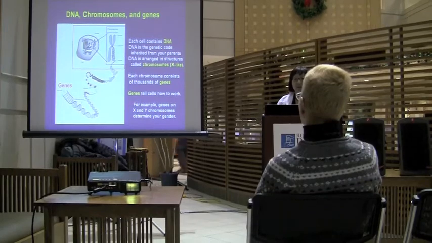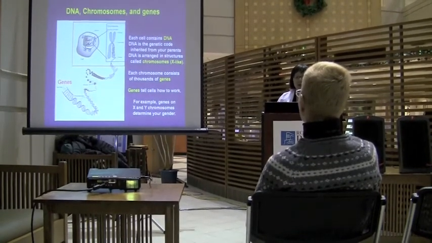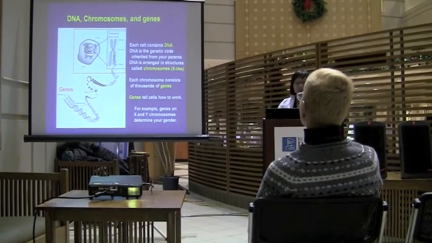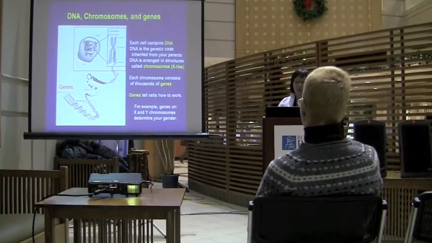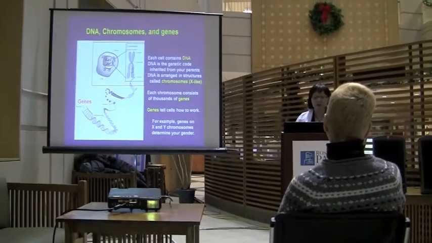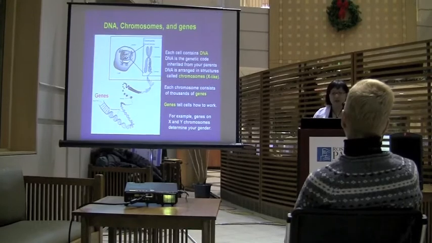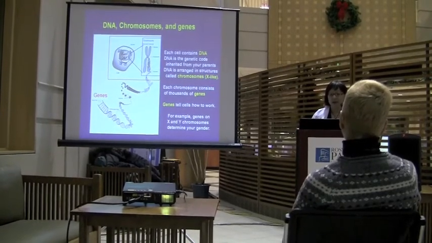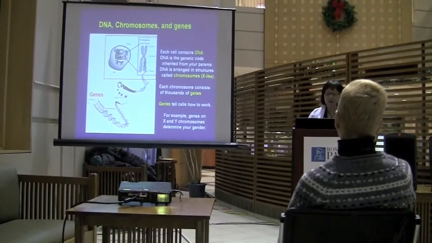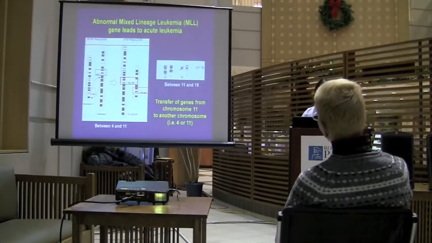Each of our cells, normal cells and cancer cells, contains DNA. DNA is a genetic code that you inherit from your parents. The DNA determines your individuality as well as the similarities you have with both of your parents. DNA is arranged in structures called chromosomes, and each chromosome consists of thousands of genes. The genes are the parts of the chromosome in the DNA that actually tell cells how to function. For example, the genes on the X and Y chromosome determine what gender you are.